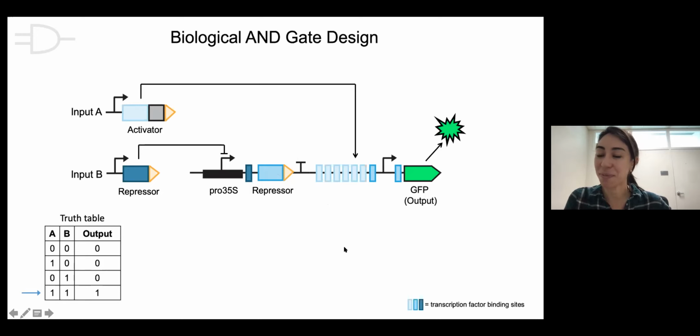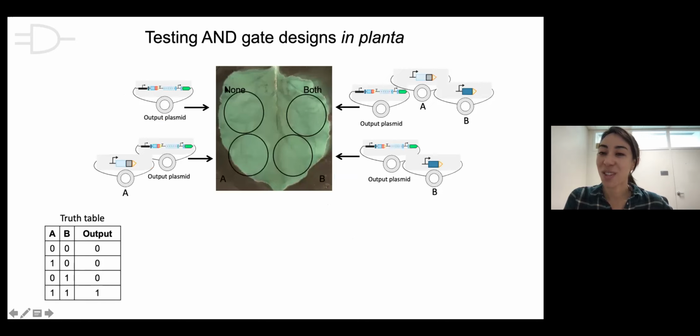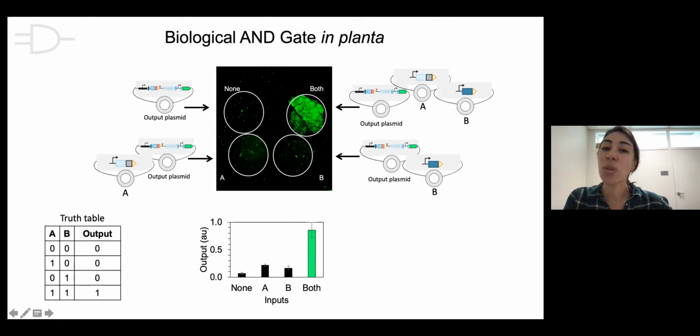And it's only when you have input A and input B present in the system that you get expression of your output gene. We can test to see whether or not these things are working with these same infiltration assays. In this case, we're going to be infiltrating 4 different spots on a single leaf. In the first spot is just the output plasmid. In the second spot is 2 different strains of agrobacterium, one carrying the output plasmid and one carrying input A. The third spot is just input B, and then in the last one, you have both input A and input B. You can see when you do these infiltrations that it's only when you have both input A and input B present in the system that you get expression of GFP.